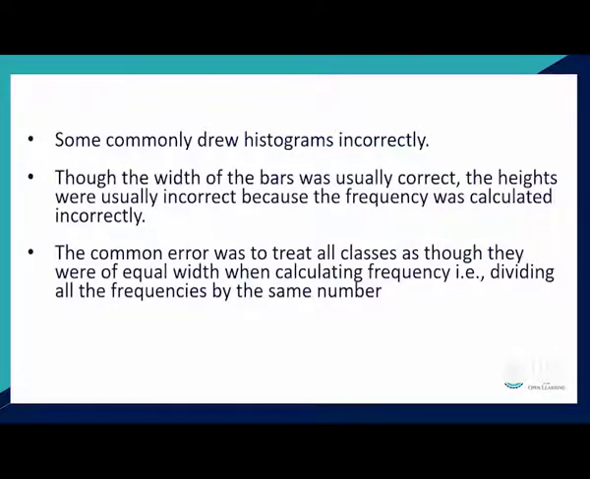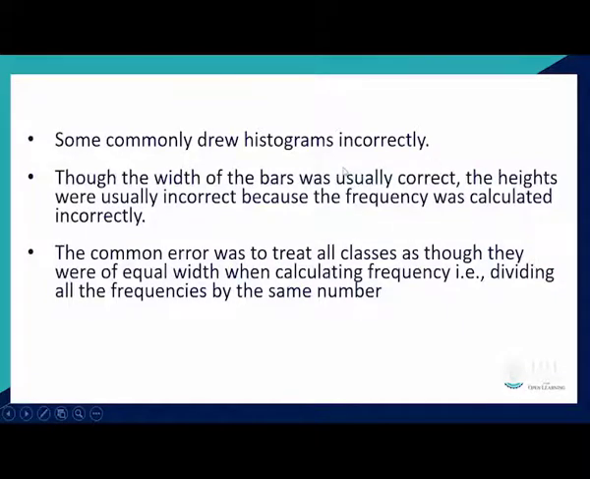Another common error with the charts is how the histograms are drawn. They are mostly drawn incorrectly. The width of the bars are usually correct, but the heights are usually incorrect because the frequency was calculated incorrectly. And another common error was to treat all classes as though they were of equal width when calculating the frequency, even though they are not the same. That is, you are dividing all the frequencies by the same number, which leads to an error, and your drawing will be wrong.